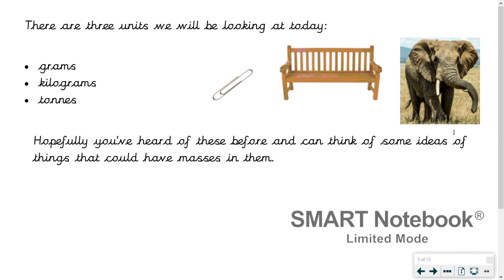So thinking of the elephant, it's the most common example that I think of when I think of this unit. We'd weigh the elephant in tons. Okay, the bench, probably weighing in kilograms, and a paperclip, really light, we'd probably weigh in grams. So grams is the lowest of the units, then kilograms, and then tons.